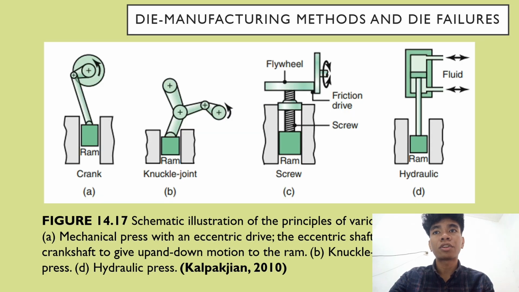Next is Figure 14.17. This slide introduces different forging machines: mechanical press, knuckle joint press, screw press, and hydraulic press. Each machine operates with different speed, force, and control characteristics.